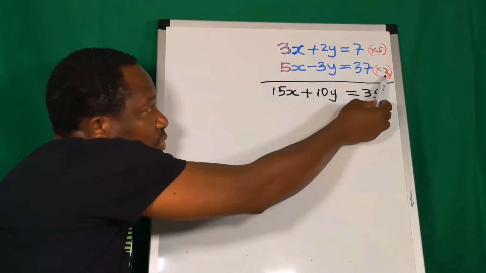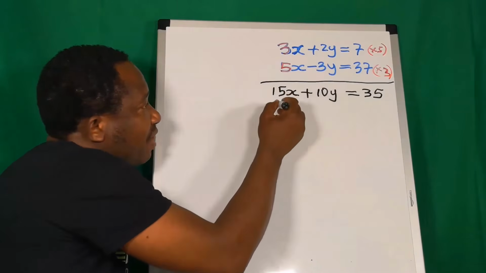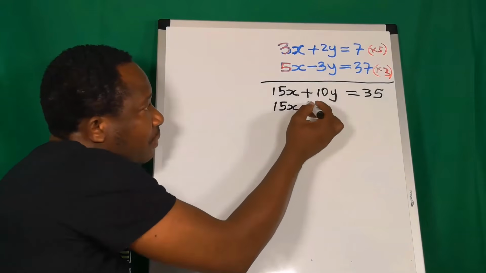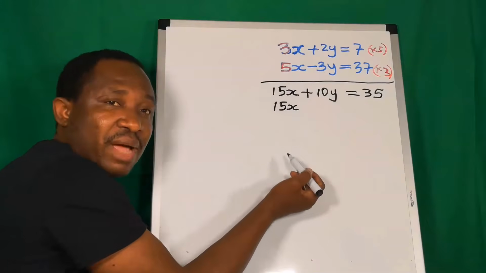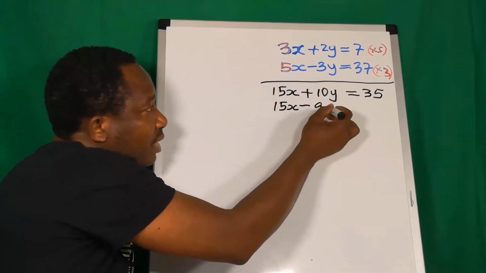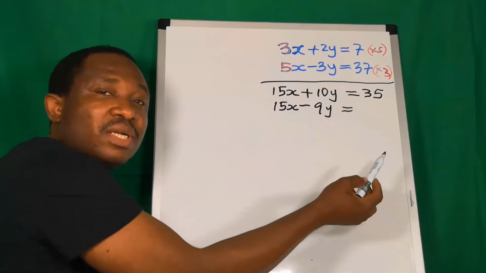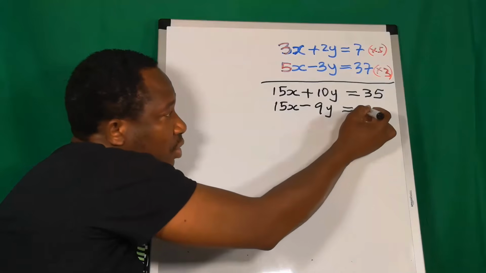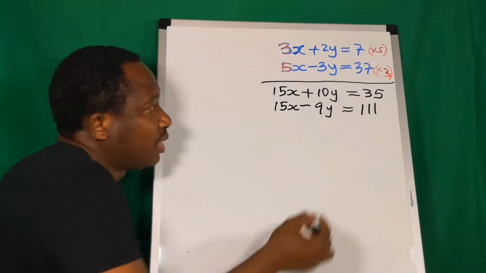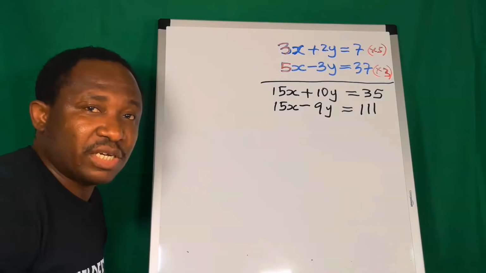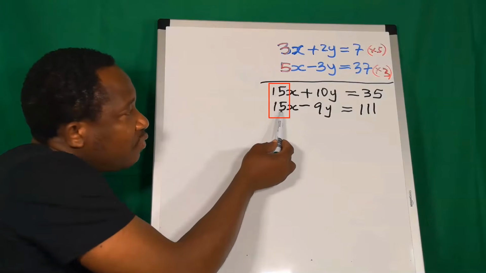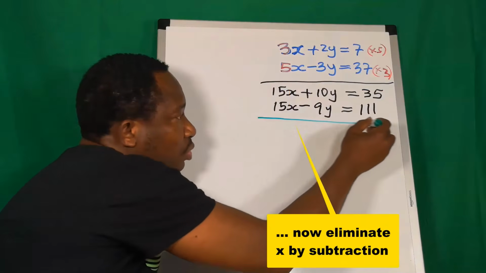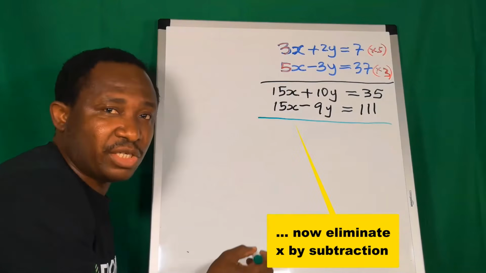Next, for equation 2, 3 multiplied by 5 will give you 15. Next, 3 multiplied by 3, here we have minus 3, so we're going to have minus 9y. On the other side of the equal sign, 3 will multiply 37 and you're going to get 111. Next, what have we achieved? The coefficient of x for equation 1 and 2 are now the same. Hence, we're going to subtract by elimination.